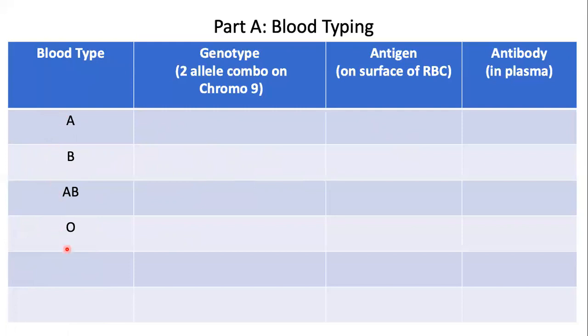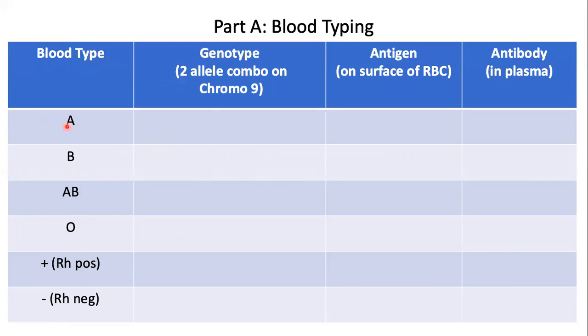Then what about your Rh factor? So we can be positive, right? That denotes that we're Rh positive, that we have the Rh factor. Or we could be negative. That denotes that we're Rh negative, that we don't have the Rh factor on the surface of our red blood cells. All right, let's go through the genotype, or the two allele combination on chromosome 9.